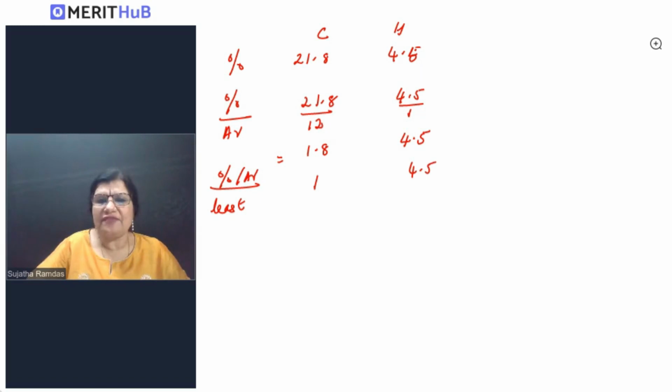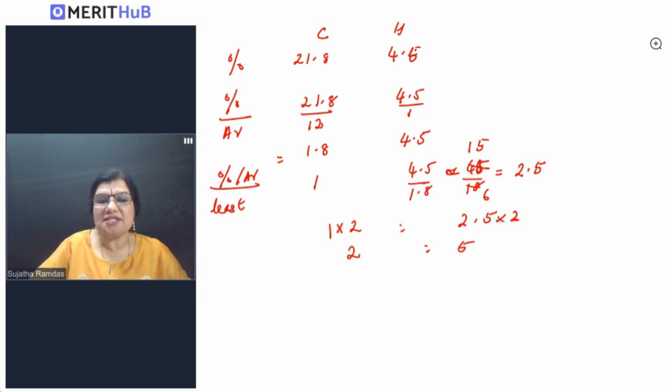So 4.5 by 1.8, which is 45 by 18. You can have 3 sixes are 18 and 15 threes are 45. So this comes to approximately 2.5. So now you have the ratio 1 is to 2.5. The whole number ratio would be obtained by multiplying by 2. So you get 2 is to 5. So this will be the ratio of the number of carbon and hydrogen atoms.